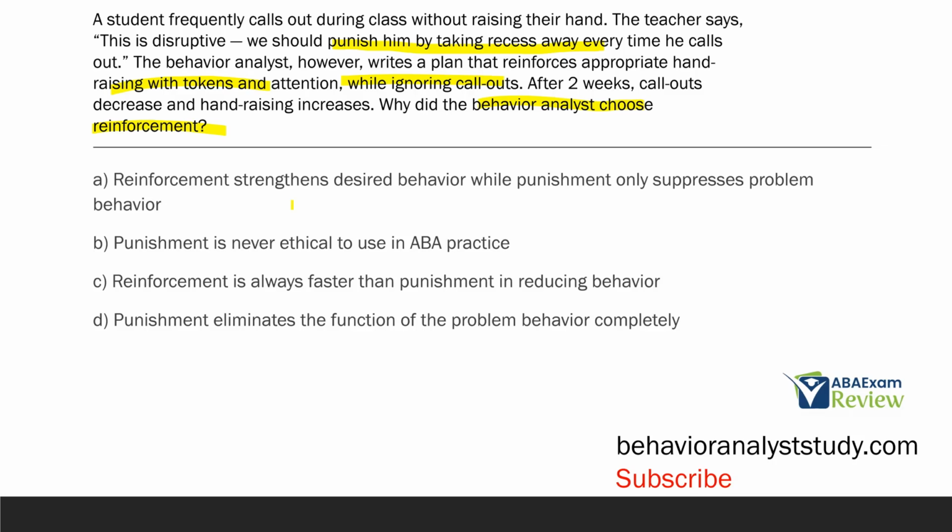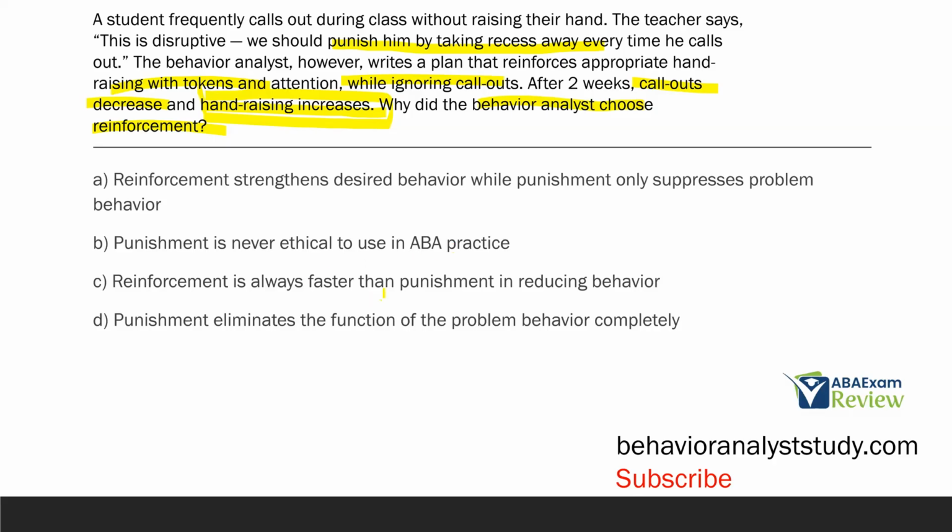A, reinforcement strengthens desired behavior while punishment only suppresses problem behavior. Sure, right? After 2 weeks, callouts decrease and hand raising increases. So if we had just gone with punishment and only decreased callouts, that's great, but we would have missed the part about the increase in desired behavior. B, punishment is never ethical to use in ABA practice. Of course, that's not true. We have to consider the ethics of punishment, but we use punishment frequently.